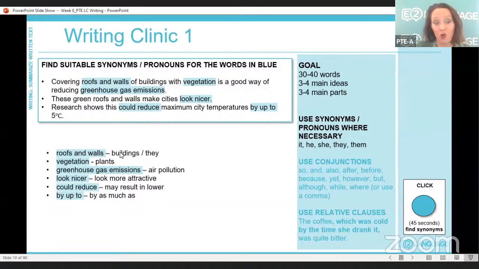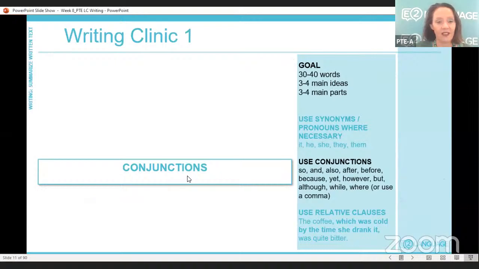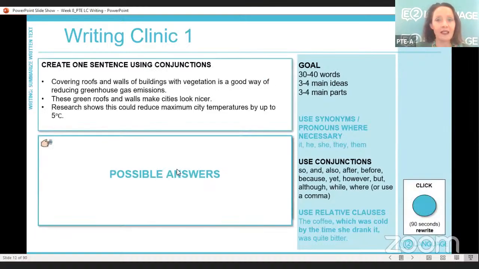So we've got roofs and walls, just buildings, or they, vegetation, plants, greenhouse gas emissions, air pollution. Look nicer, look more attractive, could reduce, may result in lower, by as much as, by up to, okay. So that was not too bad. Now we get to the difficult part, and hopefully not too difficult, to join the sentences using conjunctions.